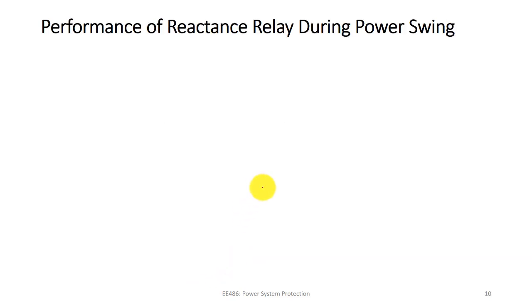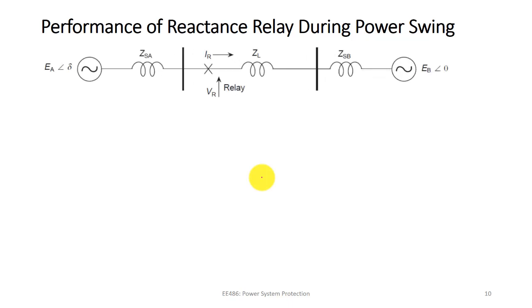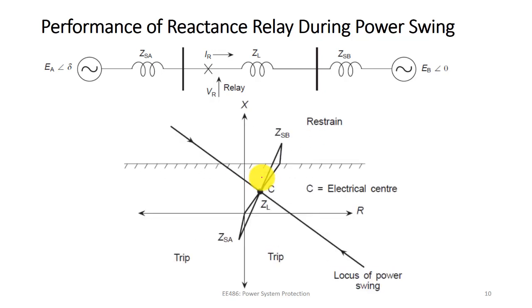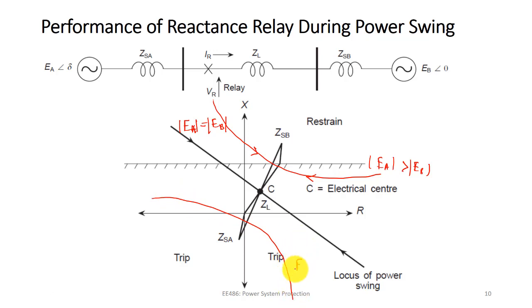Okay, so now we can see the performance of the reactance relay during power swing, how it performs under power swing condition. Already we have derived the equations and the curves, that is, the impedance seen by the relay during power swing. It is a straight line when EA is equal to EB, that is, the magnitude of EA is equal to the magnitude of EB. Under that condition your power swing curve is a straight line, and when EA becomes greater than EB, it is a curve on the upper side, and similarly when EA becomes less than EB, it is a curved characteristic below the straight line, right?